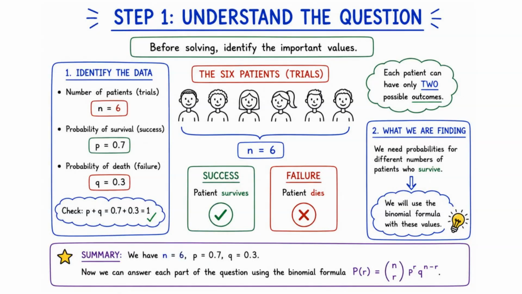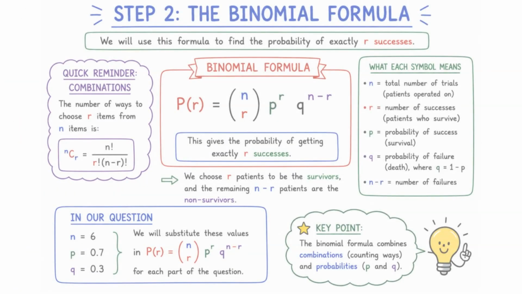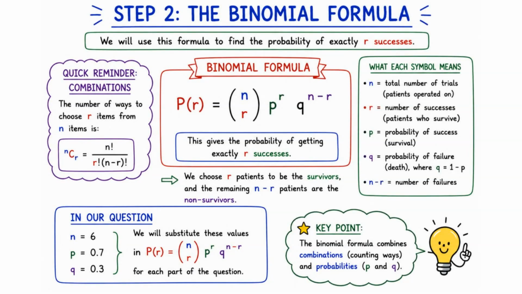Now that we have identified the values, we can introduce the formula. The binomial probability formula is P of R equals N combination R, multiplied by P raised to the power R, multiplied by Q raised to the power N minus R.